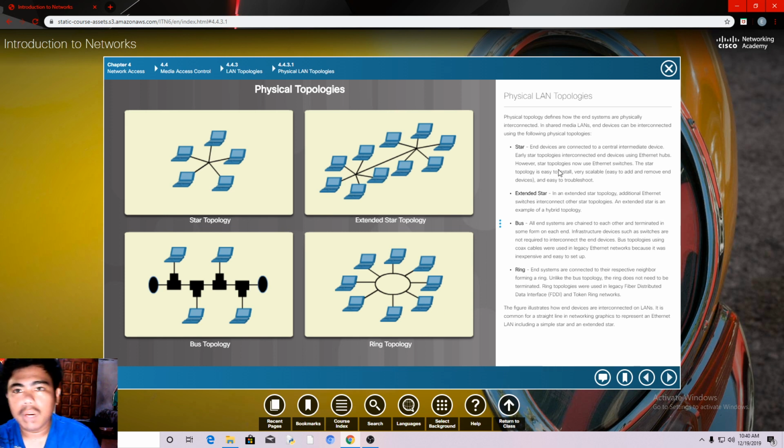In a star, end devices are connected to a central intermediate device. Extended star is a star topology with additional Ethernet switches interconnecting other topologies. In a bus, all end systems are chained to each other and terminated in some form on each end. In a ring, end systems are connected to their respective neighbor, forming a ring. As you notice, it forms a ring circle with a single connection having multiple devices connected.